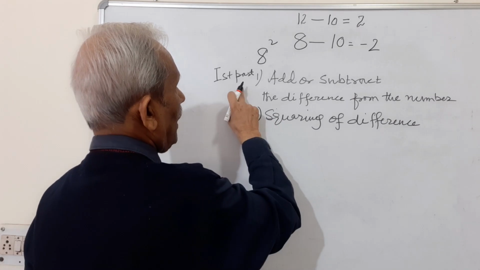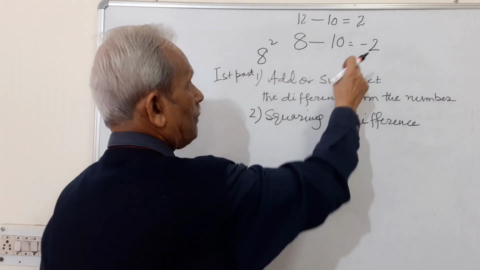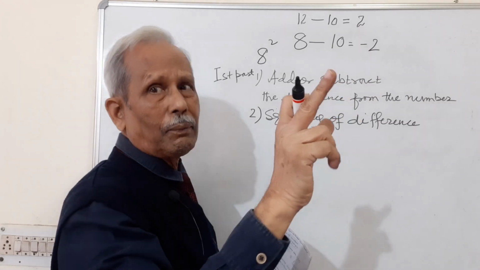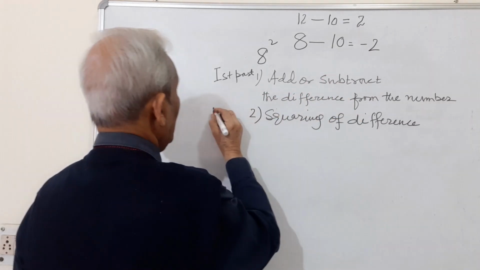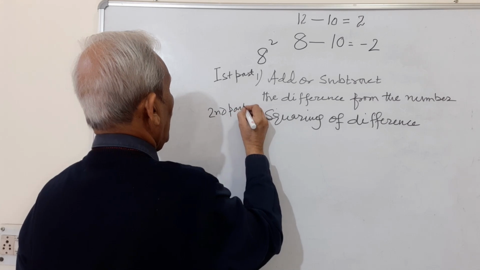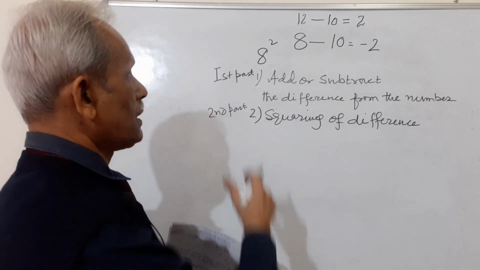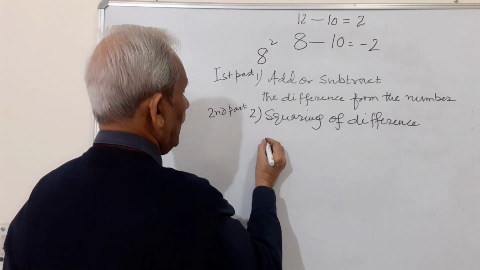That is the first part of the answer, by doing that. And the second part is to square the difference. The difference is minus 2 and the square of that is the second part of the answer. I hope you have understood it. The first part is to add or subtract the difference from the number. So let us do it.